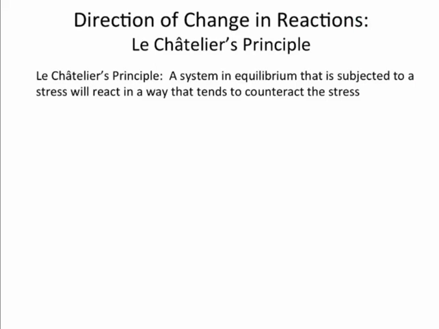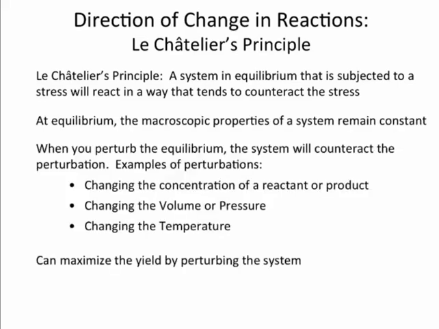So the idea here is that if you have a system at equilibrium and then you subject it to a stress, so you do something to it, it will tend to react in a way that counteracts that stress. It tries to undo the stress. At an equilibrium, you're looking at the macroscopic properties of a system, be it concentration, pressure, what have you, and they're generally constant, okay, but then you can mess that up.